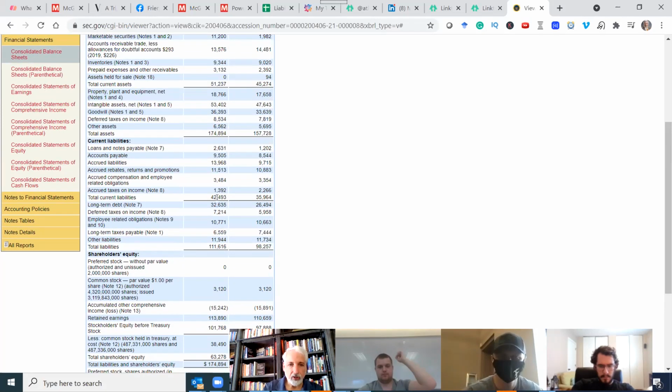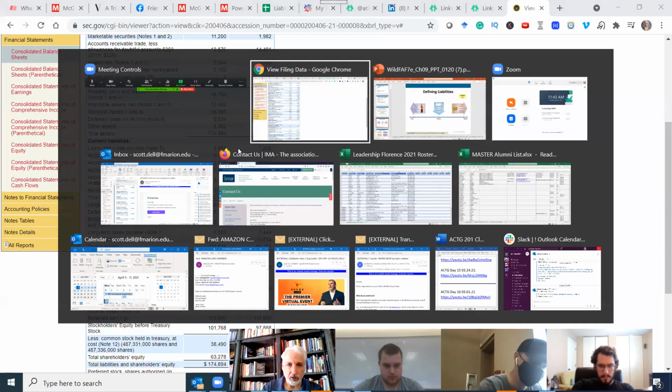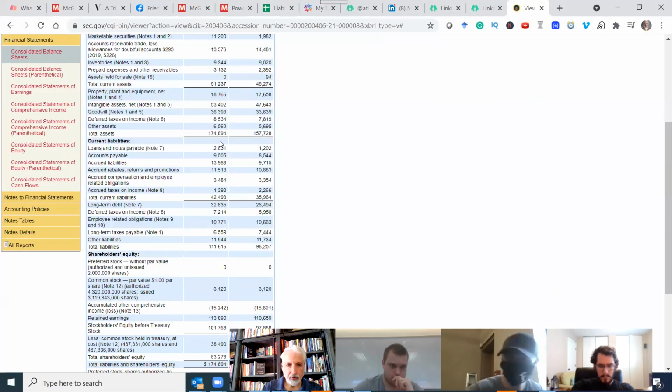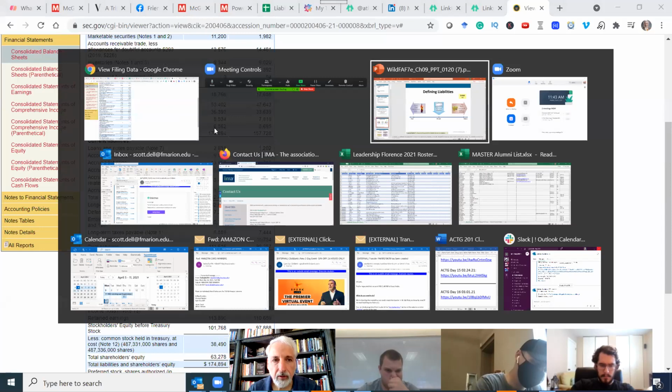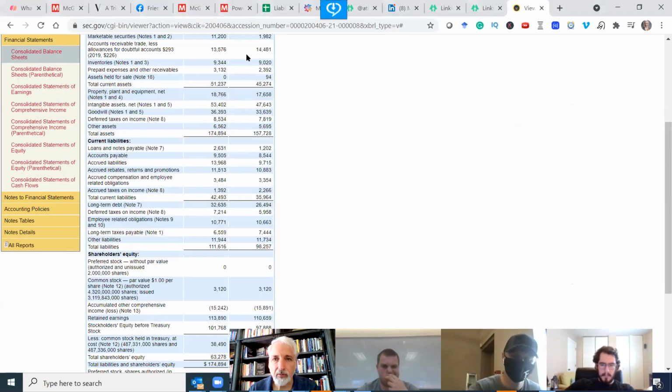So if I take 42 out of 174, I'm closer to 20%, not 0.2. I think you meant, yeah, I think you're missing a couple of zeros there. That would be closer to 20%. And then my total liabilities, 111 out of 174, is closer to 2/3 or 66%. So that kind of gives you an idea of what we're doing for numbers and analysis.